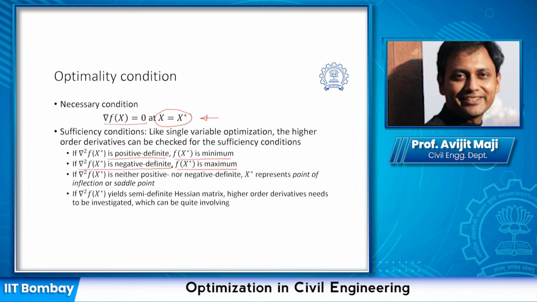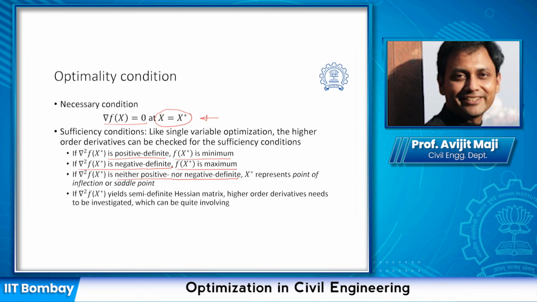In case we find that the Hessian matrix at that particular point is neither positive nor negative definite, then we know that we have reached a point of inflection. In this case we call it a saddle point.